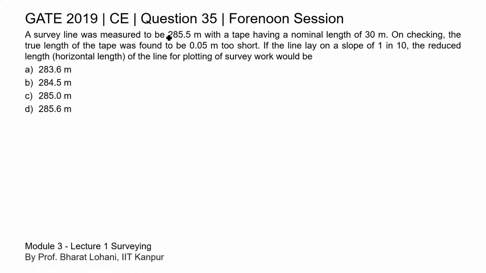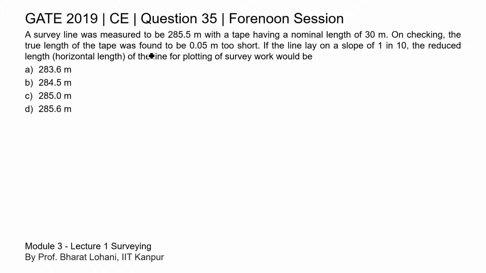Question 35 of civil engineering paper of GATE 2019 forenoon session. A survey line was measured to be 285.5 meter with a tape having a nominal length of 30 meter. On checking, the true length of the tape was found to be 0.05 meter too short. If the line lay on a slope of 1 in 10, the reduced length of the line for plotting of survey work would be. So there are 4 options given. We need to select the correct option.